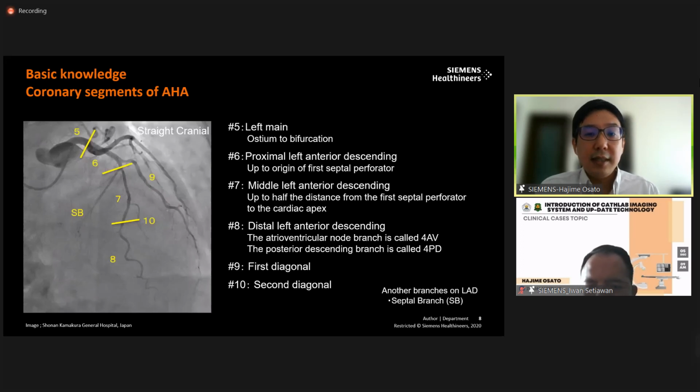On the other hand, LAD is segments number 6 to 10 in the AHA segmentation. Number 5 is always the left main trunk. LAD covers the left ventricle wall, so it is important to keep blood flow for the whole body. LAD has 2 big side branches, the first and the second diagonal, number 9 and 10.